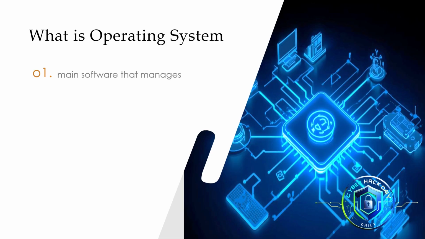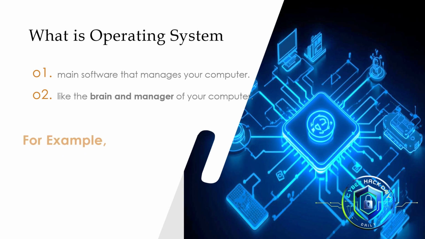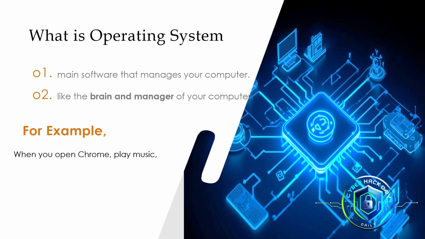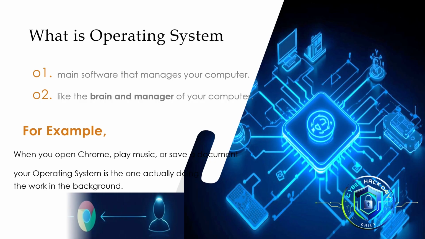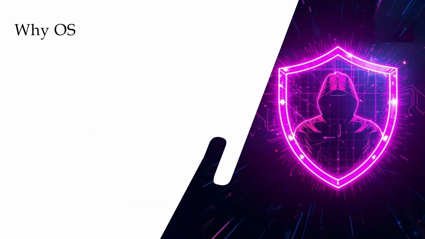An operating system, or OS, is the main software that manages your computer. It handles everything from running applications to managing memory or allowing you to store your files. It's like the brain and manager of your computer. Without an operating system, your computer wouldn't know how to do anything. For example, when you open Chrome, play music, or save a document, your operating system is the one actually doing the work in the background.